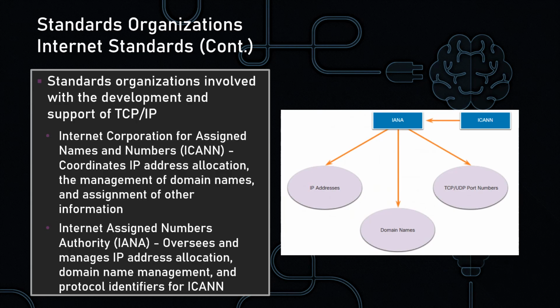ICANN, as I said, is the parent company of IANA. I'm hesitant to say company, it's a standards organization. ICANN, Internet Corporation for Assigned Names and Numbers, coordinates the allocation of IP addresses and management of domain names, or DNS services. IANA actually oversees and manages the allocation, passing them out to the Tier 1 ISPs and regional Internet registries, or RIRs.